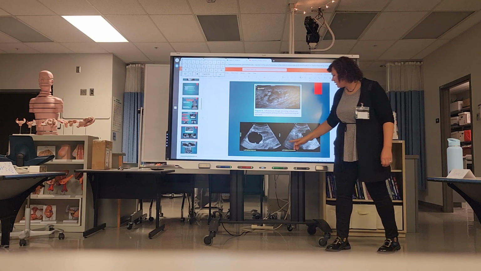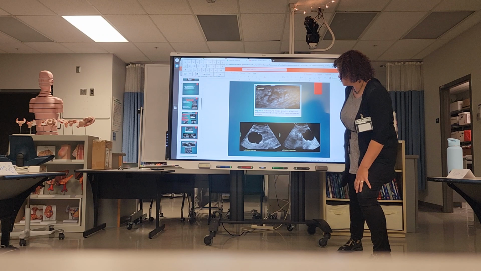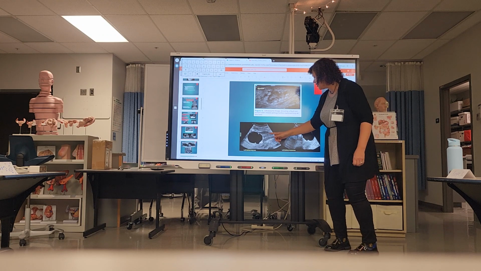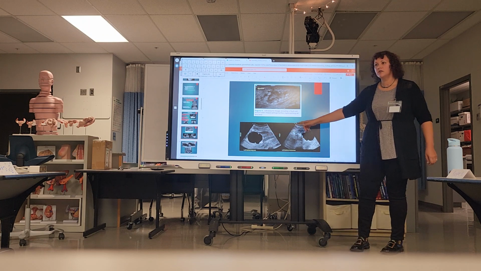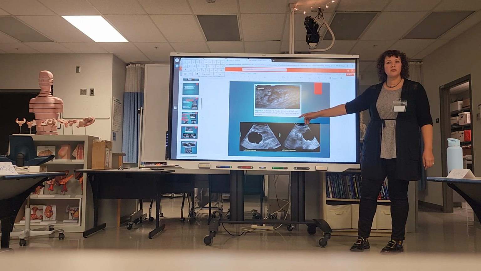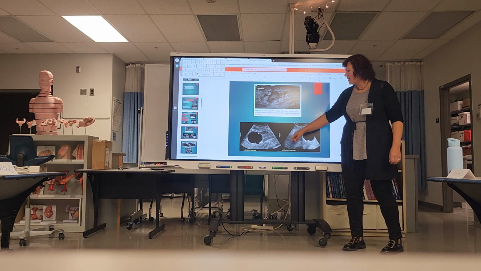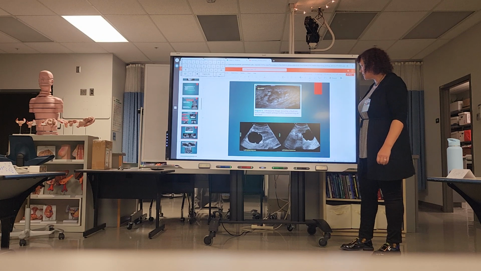Then we have another renal cyst. How would you describe this? Well-defined? Well circumscribed? I know it's easy to get those mixed up. And smooth, yeah, for sure.